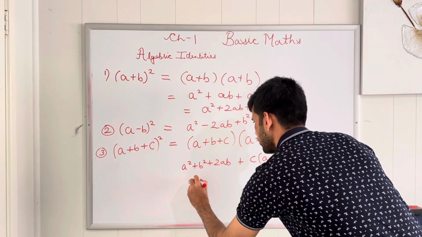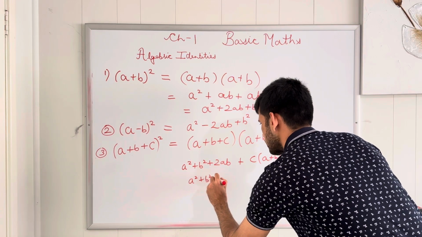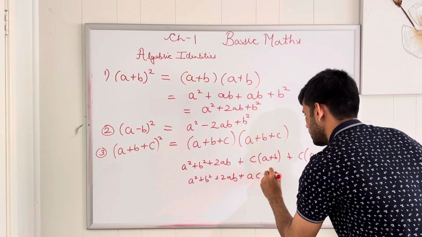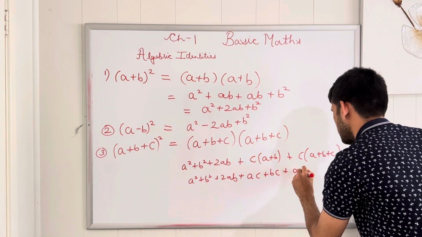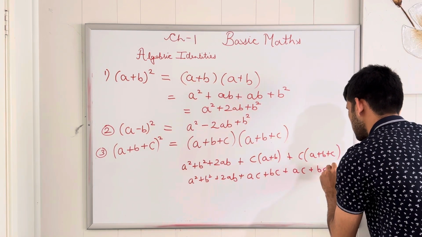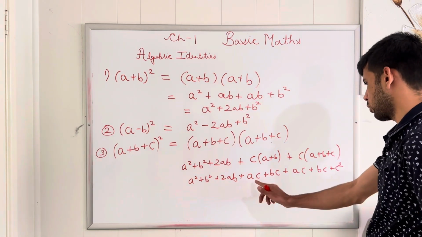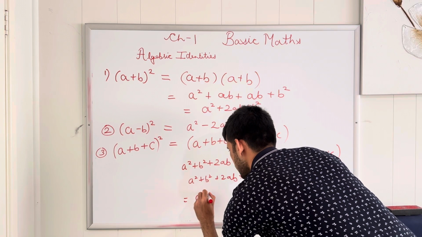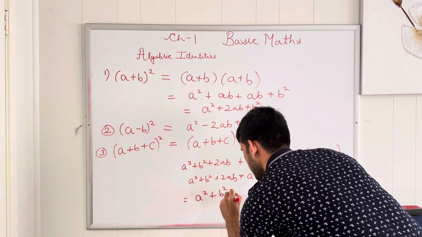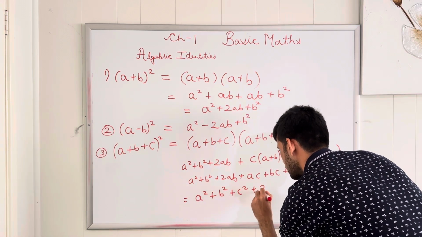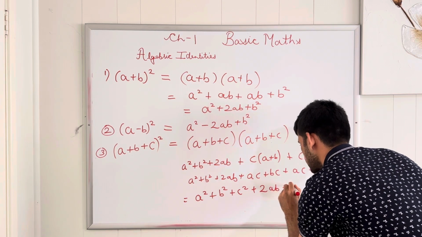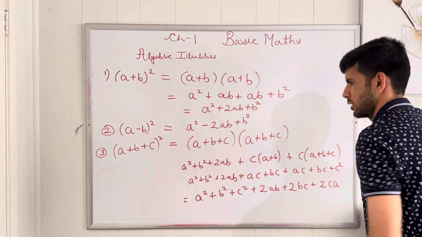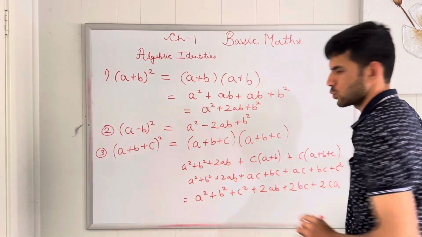Now if you open it, you will find a square plus b square plus 2ab plus ac plus bc and plus ac plus bc plus c square. Now if you add all these similar terms, it becomes a square plus b square plus c square plus 2ab plus 2bc plus 2ca, right? So this is equal to this one.